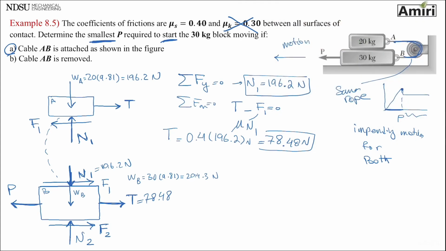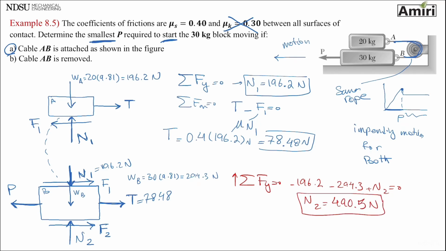I have, again, summation of forces in Y being 0. I have 196.2 minus 294.3 plus N2 equals 0. N2 turns out to be 490.5 newtons.